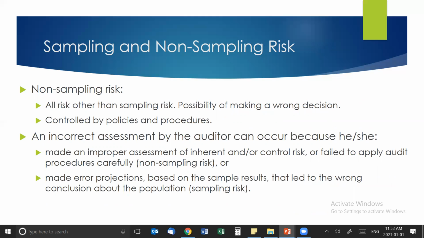Non-sampling risk is basically any risk other than sampling risk. It's a possibility of making a wrong decision, controlled by policies and procedures. The auditor can make a wrong decision because they made an improper assessment of inherent risk or control risk, or they didn't apply the audit procedures carefully. So maybe they picked the right number of samples, but they didn't do their audit procedures properly. Okay? Or they made errors based on projections and reached a wrong conclusion about the population.